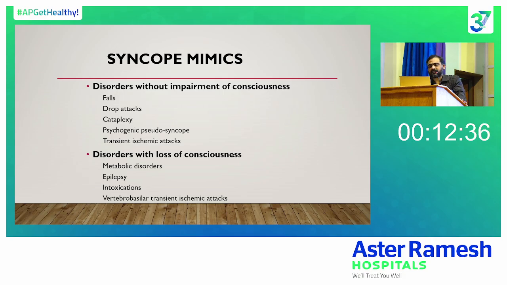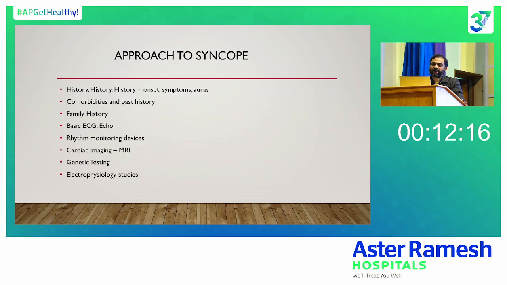So if we see the syncope mimics, you can conveniently differentiate between those disorders which can cause loss of consciousness and those which do not. It is those disorders which can cause loss of consciousness, like epilepsy, metabolic disorders, and posterior transient ischemic attacks, that can cause a significant diagnostic dilemma with syncope. So when we approach a patient with syncope, mind you, it is the history that gives us the maximum information. For each episode of syncope, we must dig deep into the history and presentation of the patient.